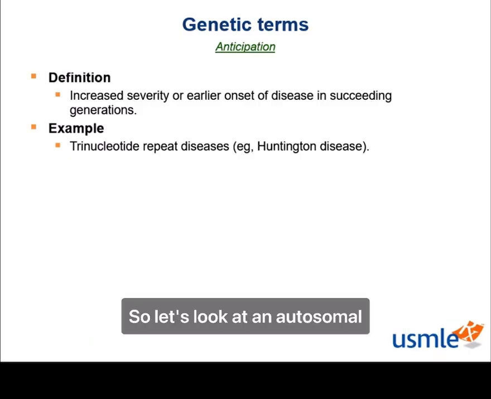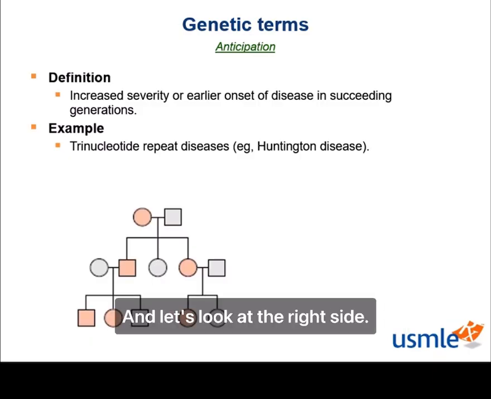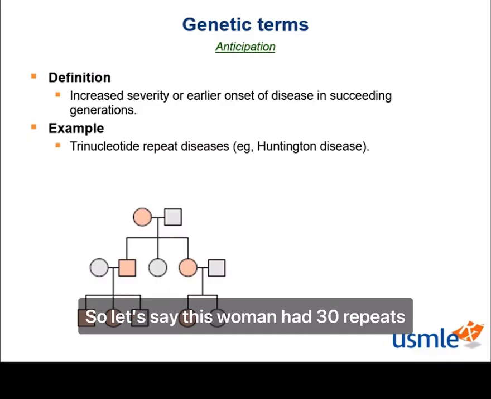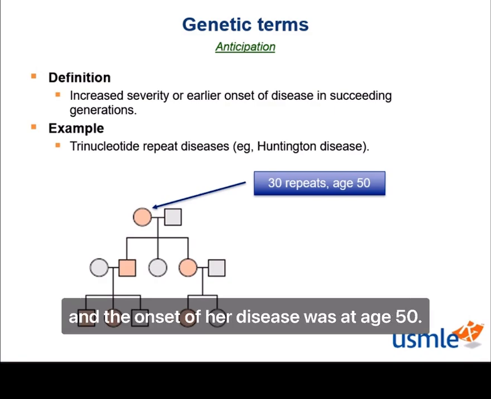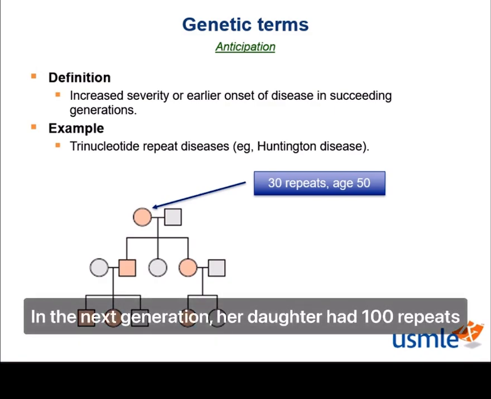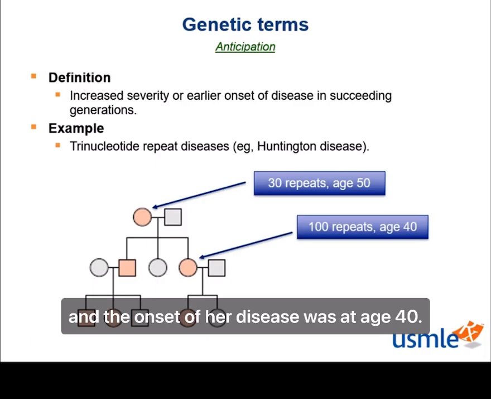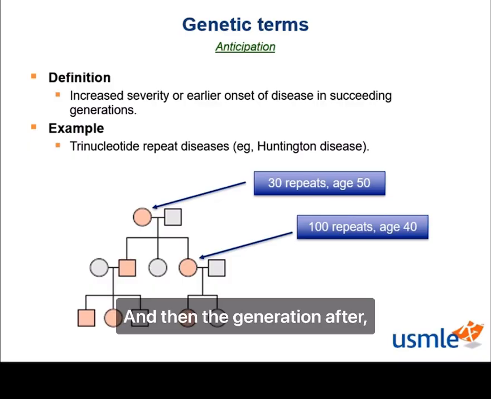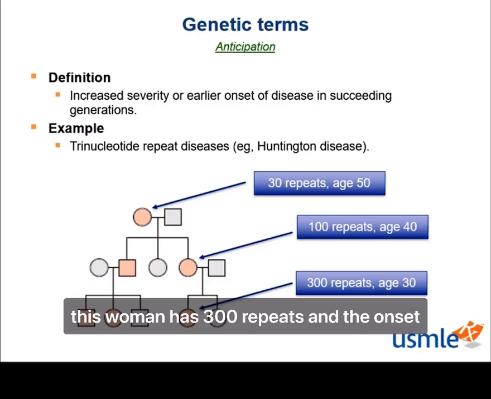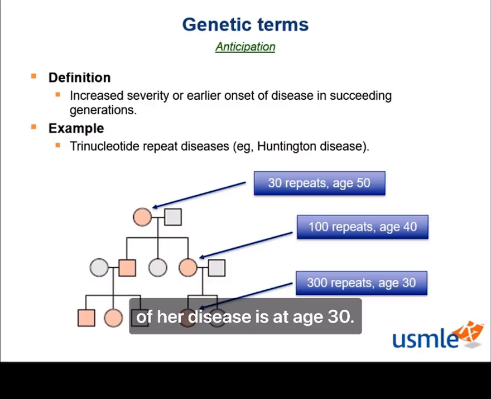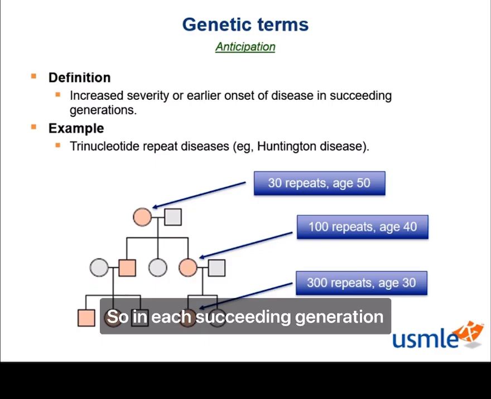So let's look at an autosomal dominant pedigree like this one, and let's look at the right side. Let's say this woman had 30 repeats, and the onset of her disease was at age 50. In the next generation, her daughter had 100 repeats, and the onset of her disease was at age 40. And in the generation after, this woman has 300 repeats, and the onset of her disease is at age 30. So in each succeeding generation, there is earlier onset of disease and more repeats, and possibly increased severity of the disease also.